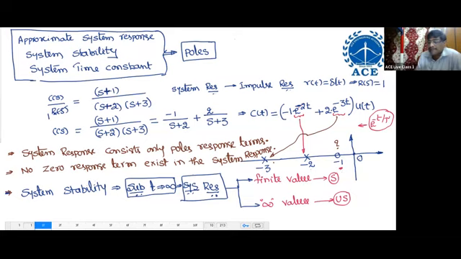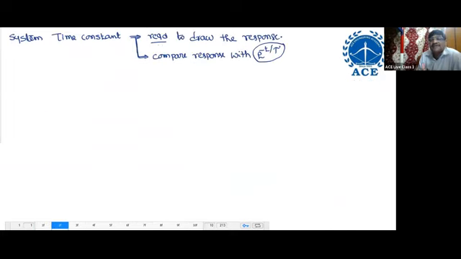That's why for the system time constant, consider only poles, because the system response consists only of pole locations. The main reason is this only. That's why for system stability and system time constant, we consider only poles. So remember this: while finding system response, system stability, and system time constant, consider only poles.